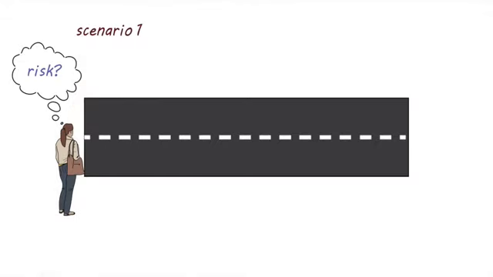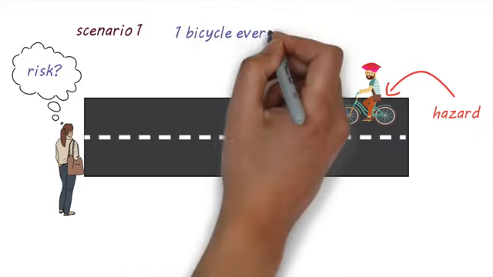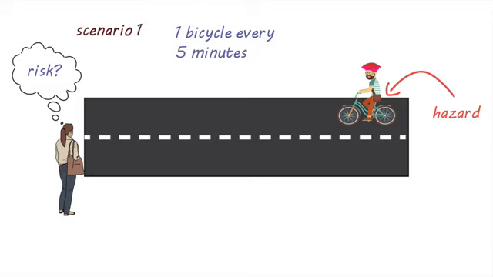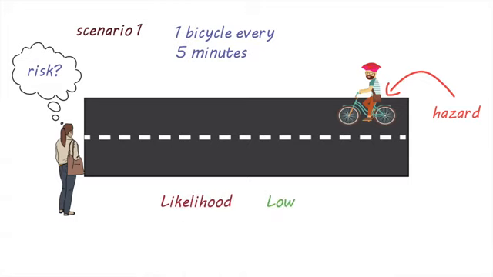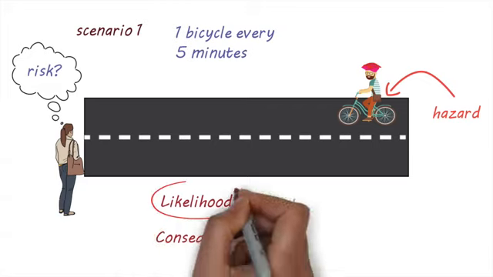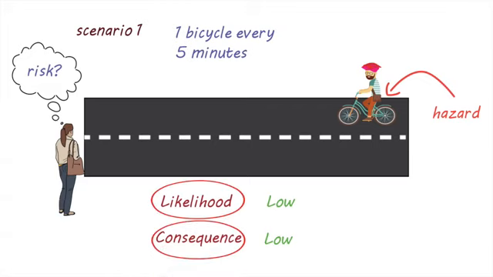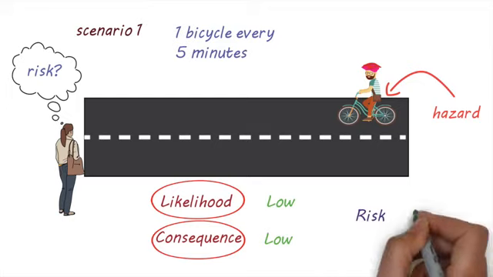In the first scenario, our hazard is a bicycle. Let's assume there are only bicycles allowed on this road. Let's also assume that the road is not that busy, and there's only one bicycle every 5 minutes on that road. Now, because bicycles don't go on that road very often, the likelihood of the bicycle crashing into you is low, right? If the bicycle does crash into you, the consequence of that would be relatively low, wouldn't it? So in this scenario, the likelihood and the consequence are both low. Therefore, the overall risk is low.